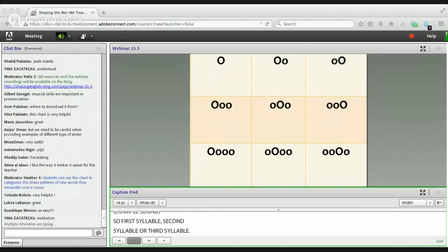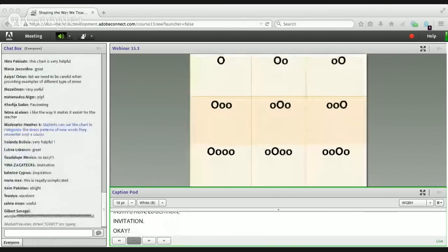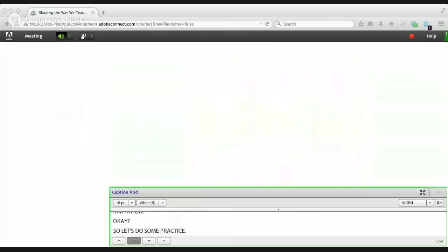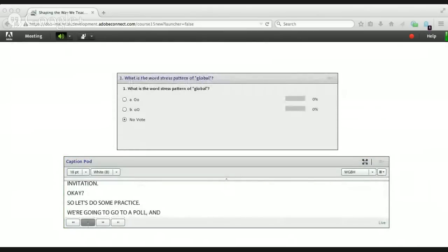Okay, so let's do some practice. We're going to go to a poll, and you get to practice this. So the first one is, what is the word stress pattern of global? Global, is it A or B? Wow, you guys are good. Global, 100%, that's right. It's da-da, global, right? The first syllable is stressed more than the second syllable.